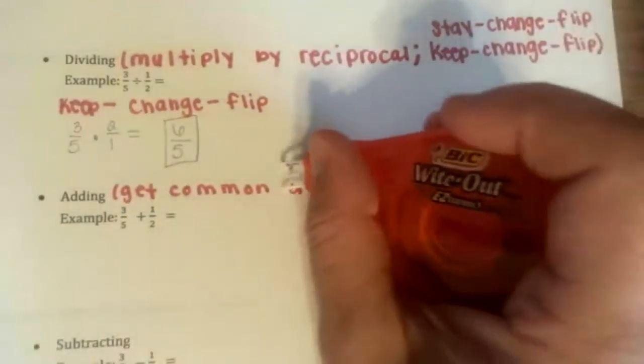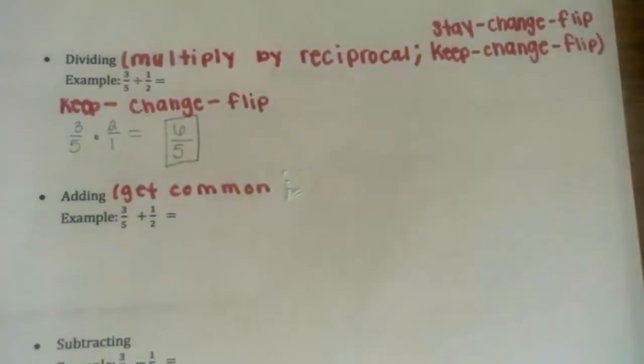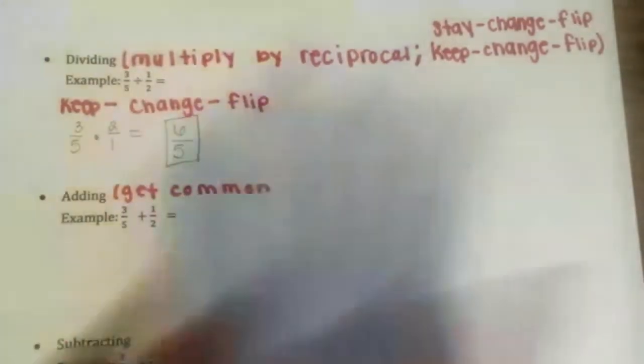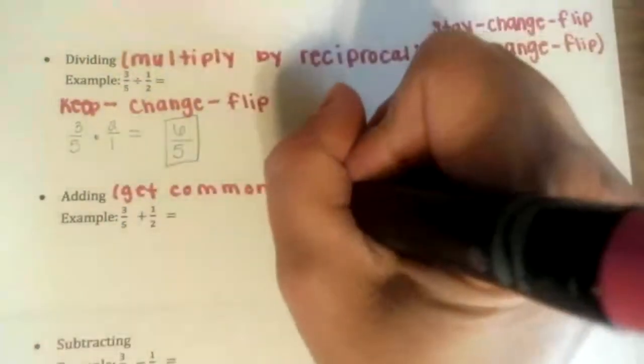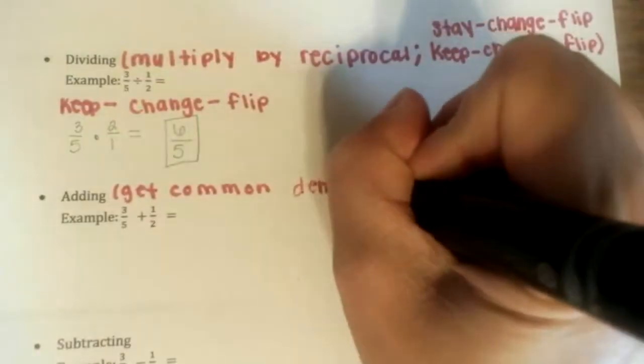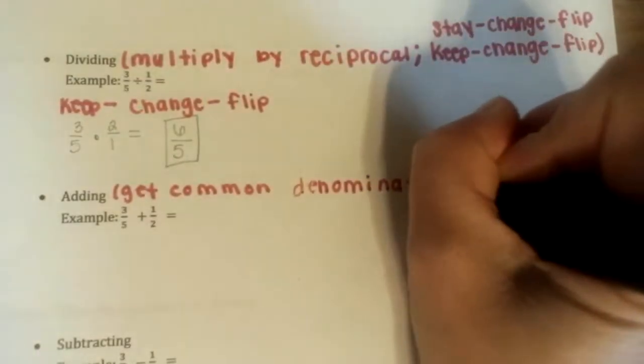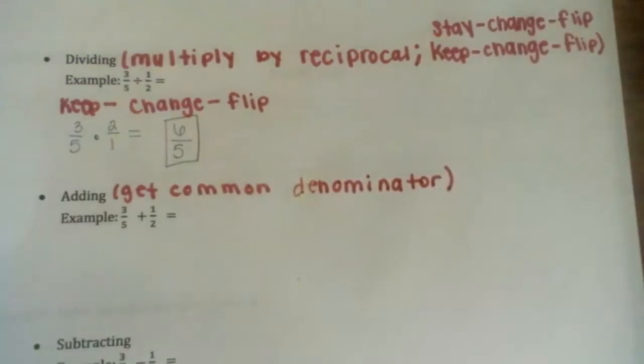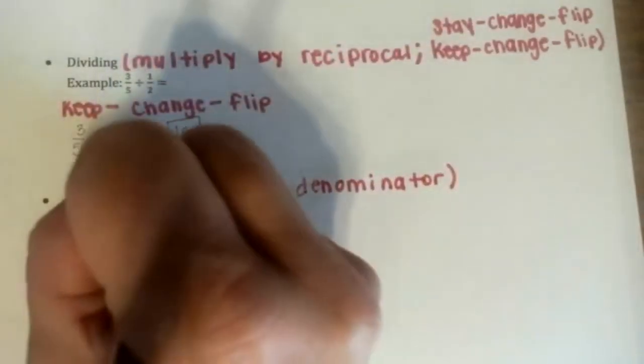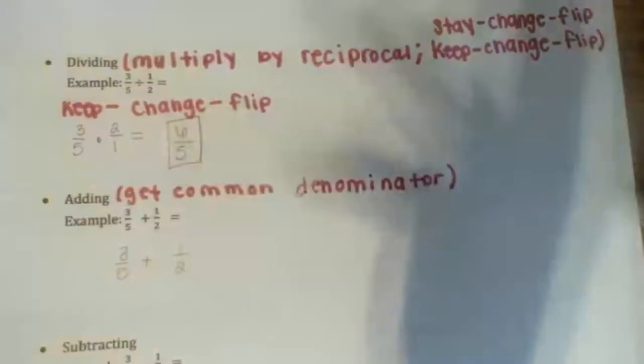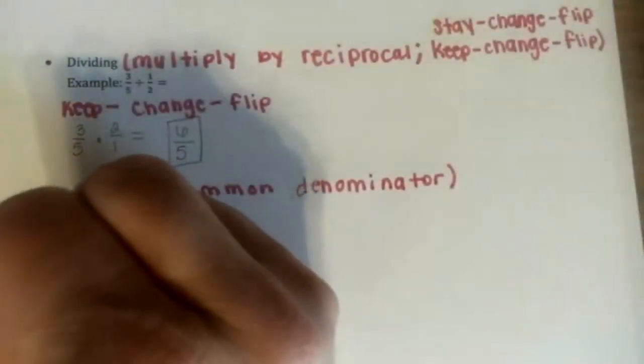Get a common denominator. Again, remember at the top, that denominator was the bottom of the fraction. So I want the bottom of my fraction to be the same for both fractions. So I want my denominator to be the same. So if I have 3/5, I'm just going to rewrite it, 3/5 plus 1/2. I want my denominators, my bottoms, to be the same.